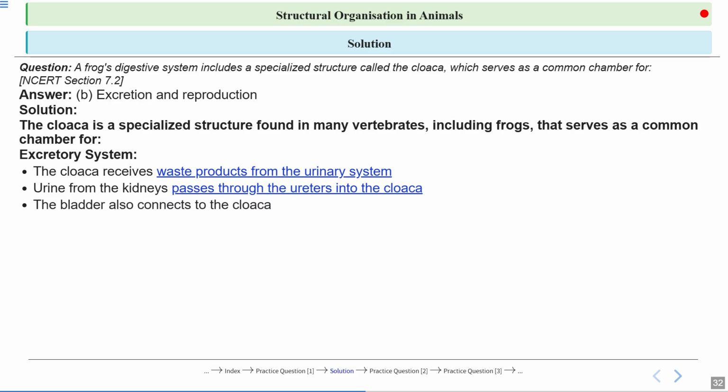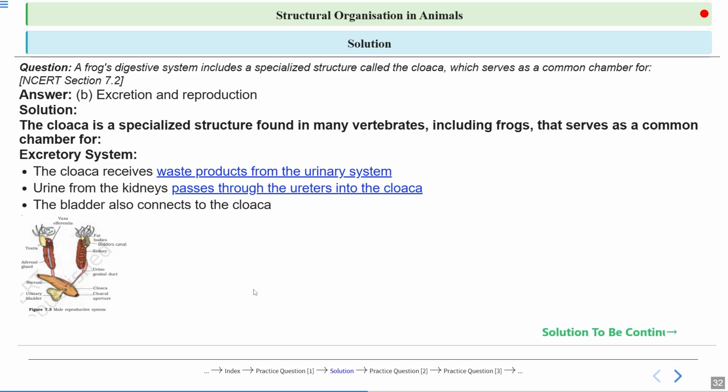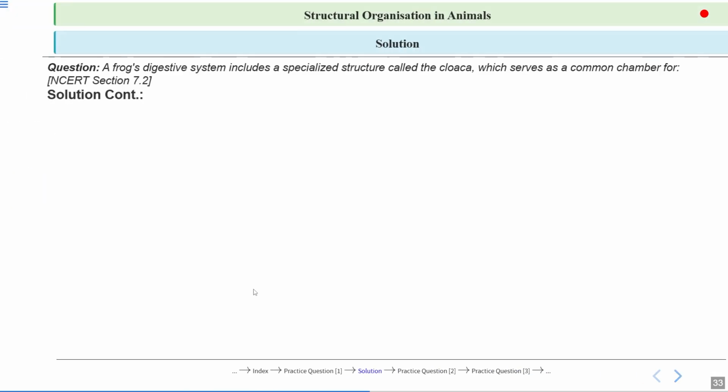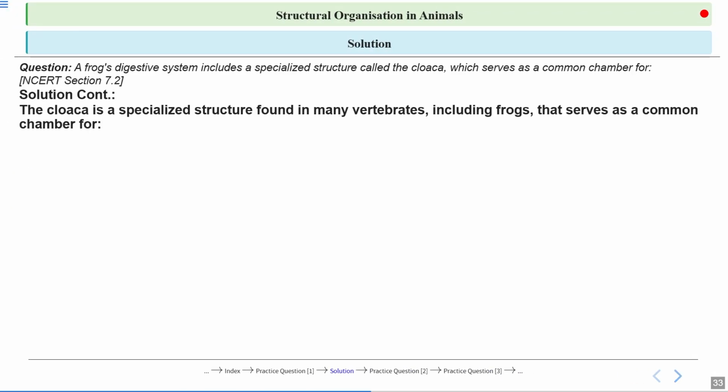The bladder also connects to the cloaca. The urinary bladder also gets connected to the cloaca, right? So here you can see the urinary bladder, and this region is called the cloaca, and this is the cloacal aperture. You can see this urinogenital tract. The urinogenital tract opens inside the cloaca here, right? So how is it related or connected to the reproductive system?